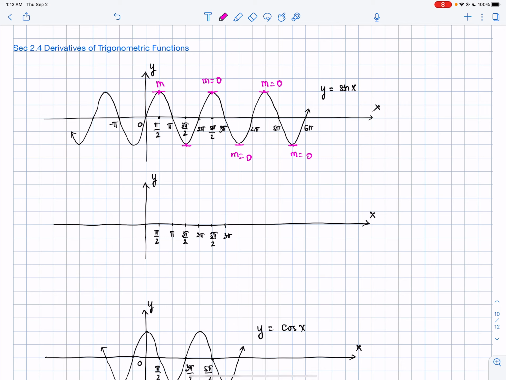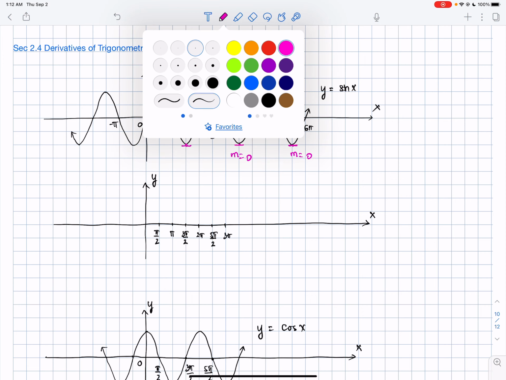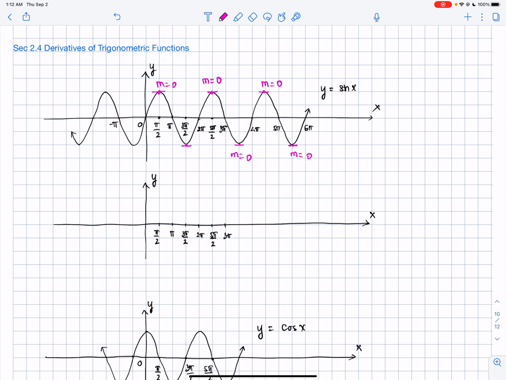When the slope is 0, the points where we get 0 are pi over 2, from here, and 5 pi over 2, and also 3 pi over 2, and so on.